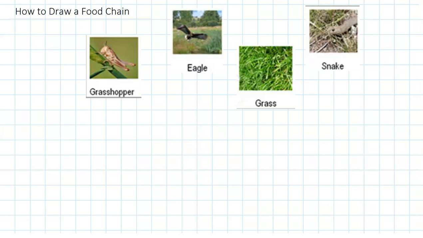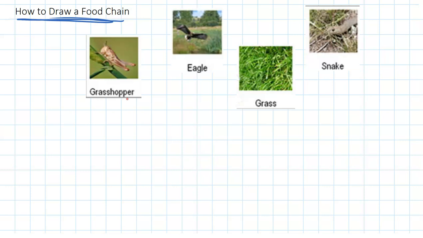Hey everybody! So in this video we're looking at how you draw food chains. And we're going to use these four species here to do it. We've got a grasshopper and an eagle, some grass and a snake. So these are species you'd find in a grassland or a woodland in Australia.